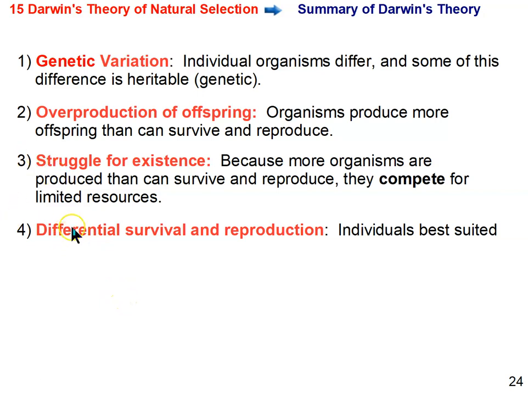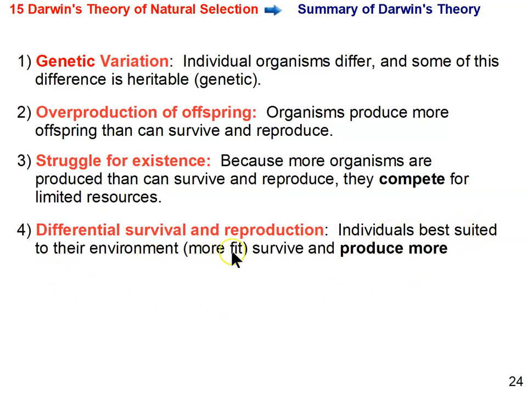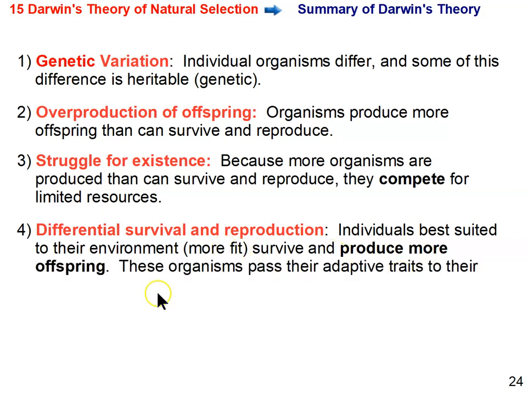And that leads to, right, number 3 leads to number 4 here, differential survival and reproduction. Individuals best suited to their environment, in other words, more fit, have higher fitness, survive and reproduce more offspring. That's what it's all about, to produce more offspring. You don't necessarily have to produce the most offspring, just more offspring than other individuals. That makes you more fit. You're producing more offspring than other individuals. You have greater fitness, or a higher fitness.